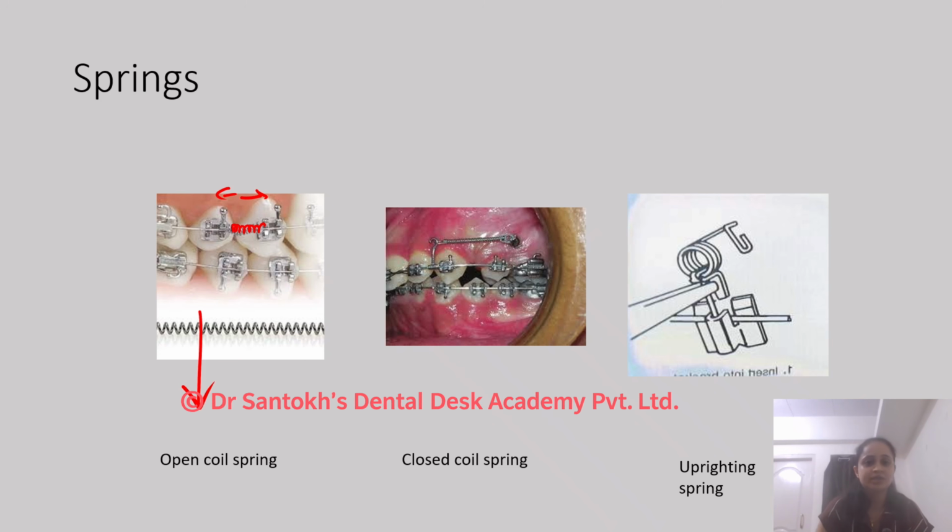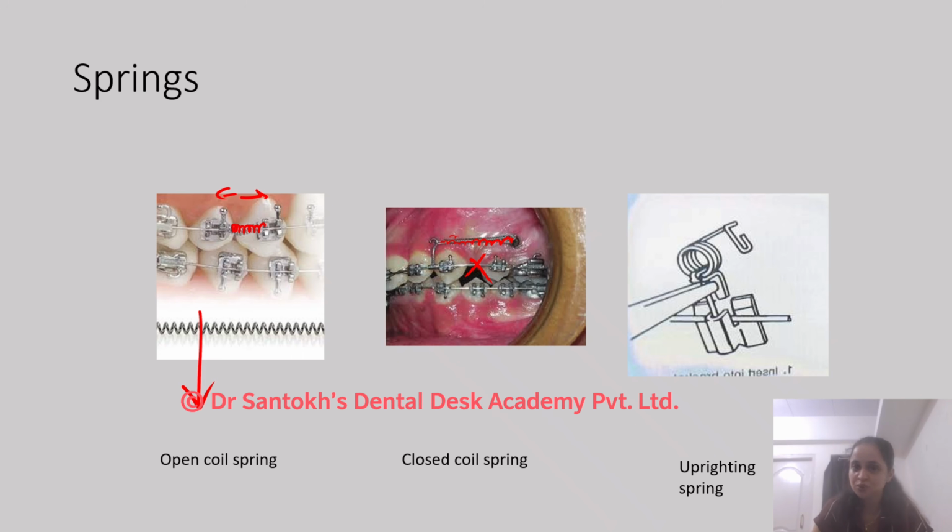Next is the closed coil spring. You can see here you have placed the spring. So why is the closed coil spring used? As the name suggests, it is used for closing up of spaces. So you have extracted one premolar here. You are closing this space, so you are using the closed coil spring.